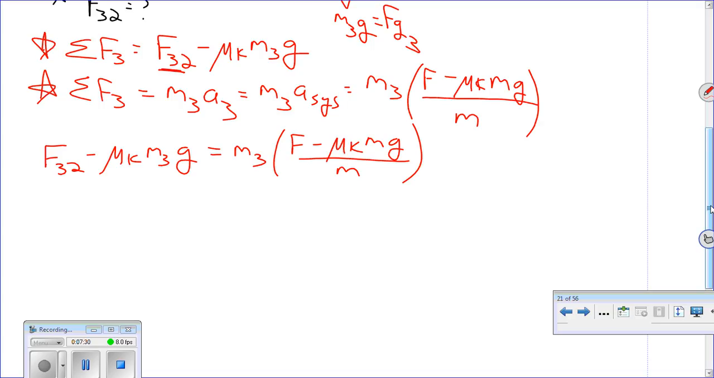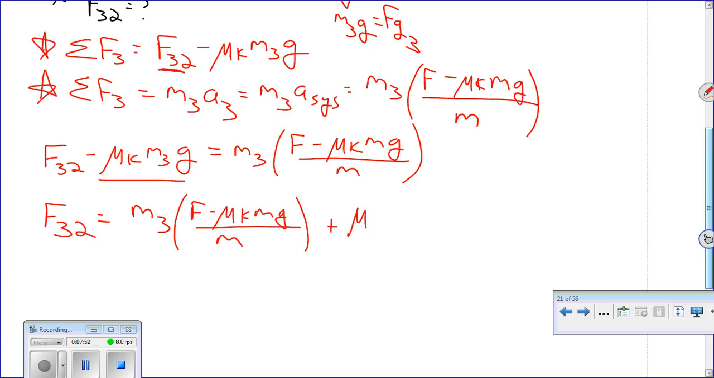Okay, so we're almost there. We're trying to solve for F3, so let's add this to both sides. You get the force on box 3 from box 2 is m3 times (F minus mu k m g over m) plus mu k m3 g. Let's simplify this. I'm going to distribute. My first term is m3 times F over m for this first chunk.